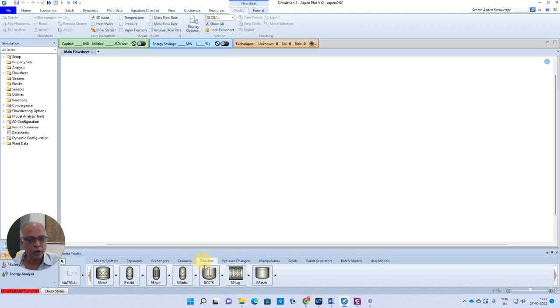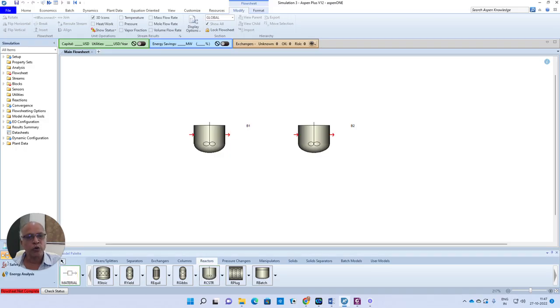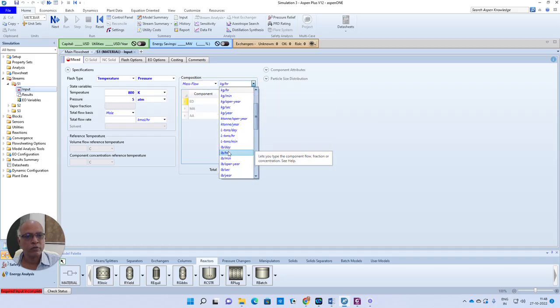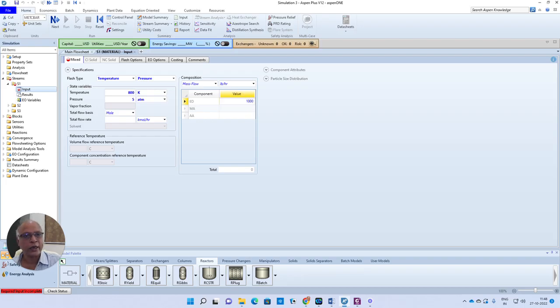Build your flow sheet. So we are using two CSTRs connected in series. Then connect the input and output streams to complete your flow sheet. So having done this, now we will proceed with defining the problem. We know these are the conditions given in the problem statement. The reactant is entering at a temperature of 800 Kelvin and 5 atmospheres. Pure reactant is entering at the rate of 1000 lb per hour. Right? So we have defined stream 1.